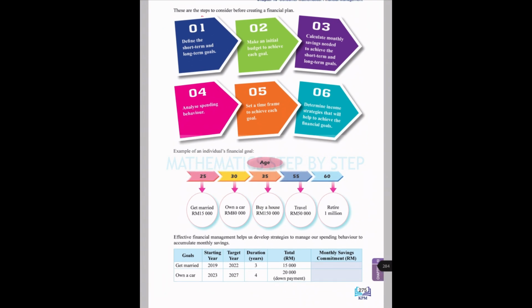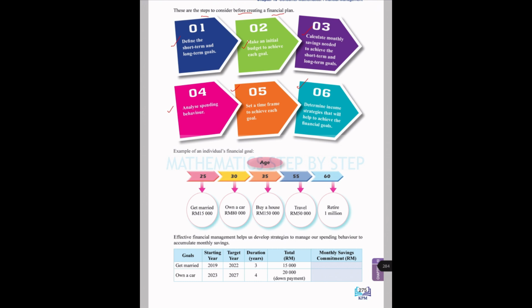So these are the steps to consider before creating a financial plan. Step 1, define the short-term and long-term goals. Step 2, make an initial budget to achieve each goal. Third step, calculate monthly savings needed to achieve the short-term and long-term goals. Then the fourth step, analyze spending behavior. Fifth step, set a time frame to achieve each goal. Then the sixth step, determine income strategies that will help to achieve the financial goals.